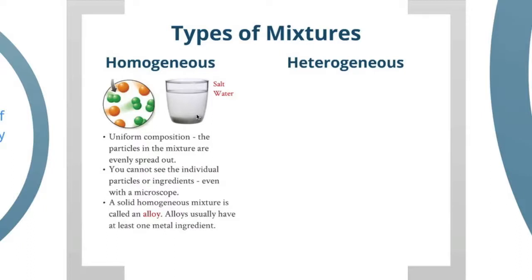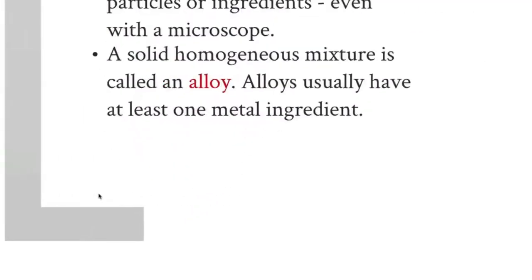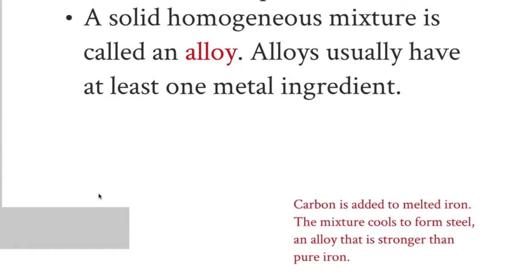And also, homogeneous mixtures don't have to be liquid. They can also be solid. A solid homogeneous mixture is called an alloy, and alloys usually have at least one metal ingredient. Let me explain what I mean.